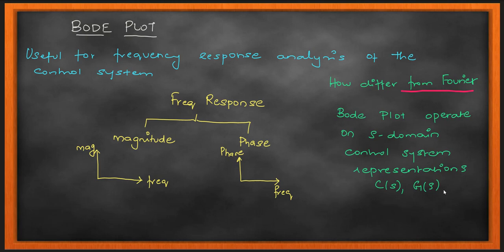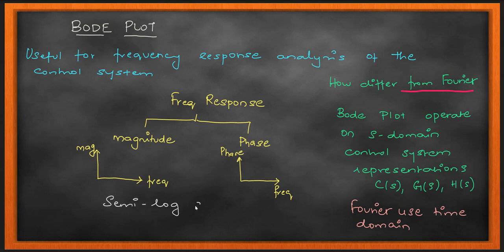Okay? A Bode plot differs from the Fourier mainly because the Bode plot operates on the S domain control system, right? The S plane. So the control systems that are represented using the Laplace transform, the Bode plot can be applied. Whereas Fourier operates mostly on the time domain, C of t, G of t, H of t. Then the second thing is the Bode plot gives the dB representation. The Fourier gives the frequency representation, whereas your Bode plot gives that 20 log 10, so that is the dB scale.